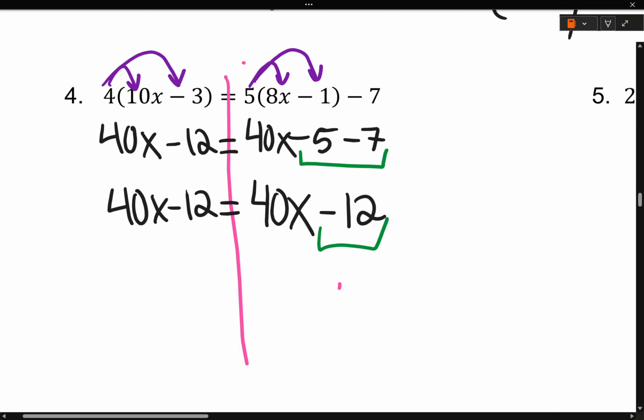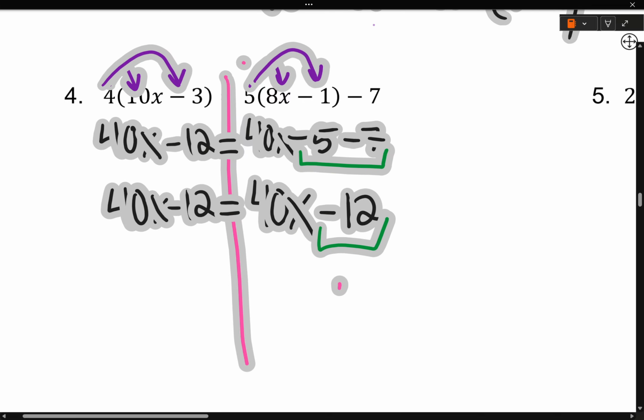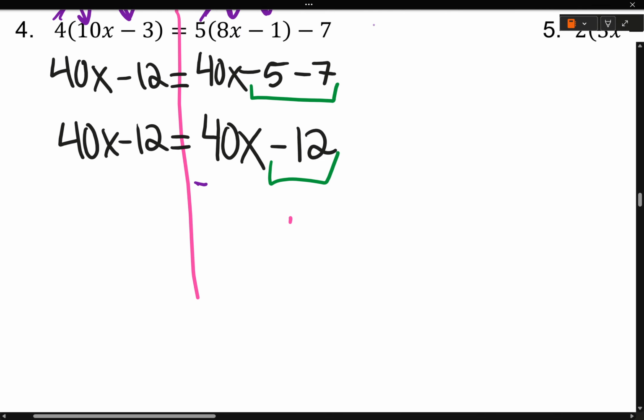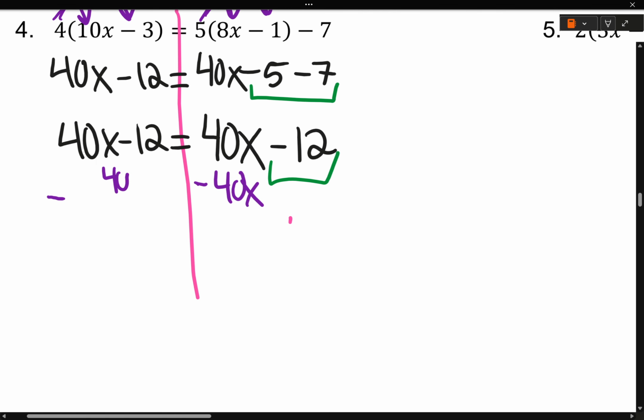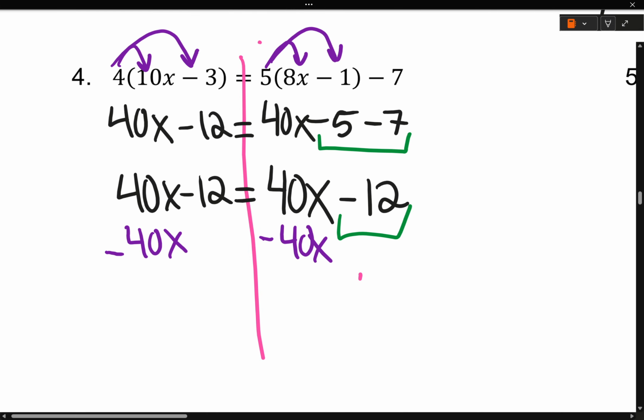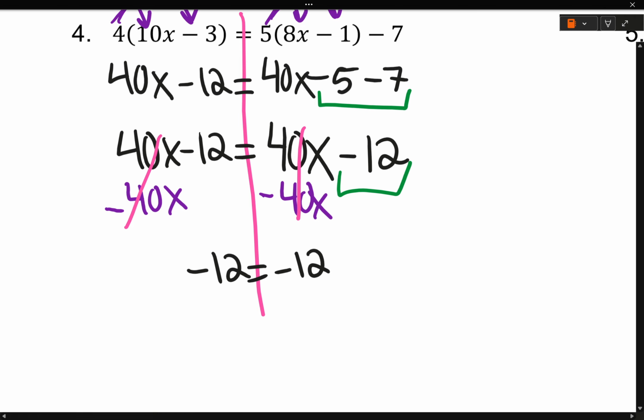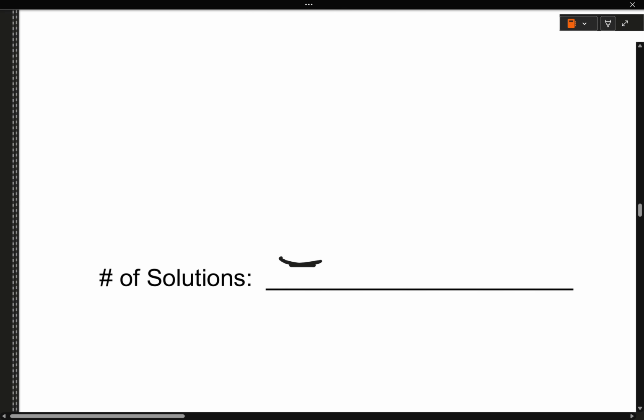Let's move the x's from the right side to the left side by subtracting 40x from both sides. Of course you should notice that the x's cancel on both sides. Hopefully that's obvious since they have the same value. And I'm left with -12 equals -12. Well, does -12 equal -12? Sure does. Infinite solutions.